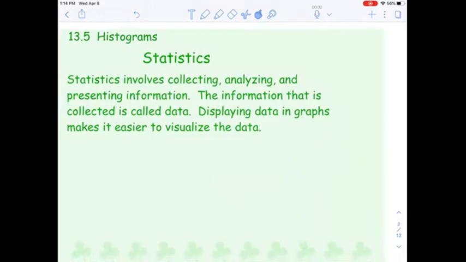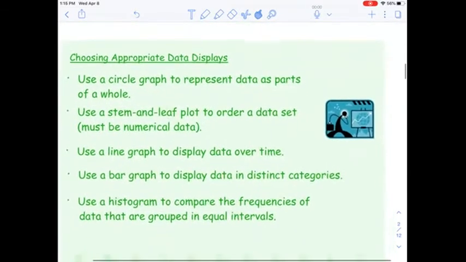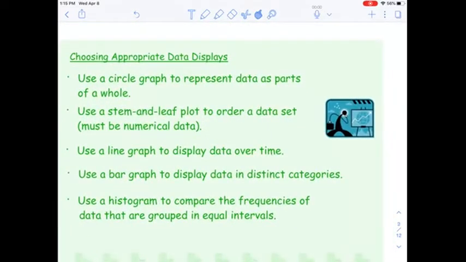One thing we're going to talk about is statistics. Statistics is collecting, analyzing, and then presenting information. A histogram is one way to present that information. The information that we collect is our data, and we display data in graphs to make it easier to visualize. There are many different data displays. On the test, you will have to be able to tell in a certain situation which data display would be best to use. So these are important notes to take.